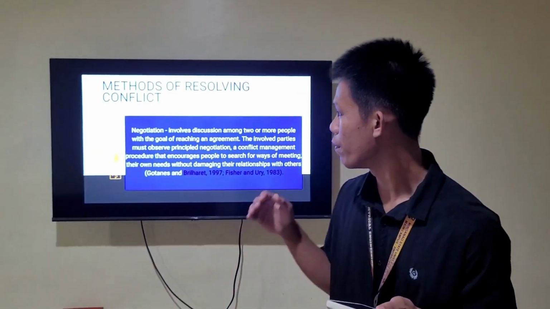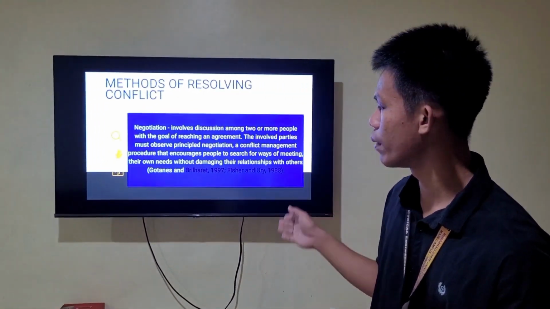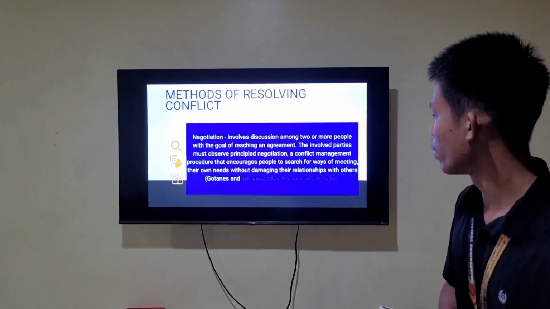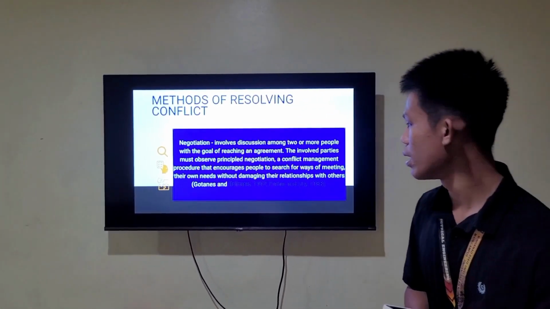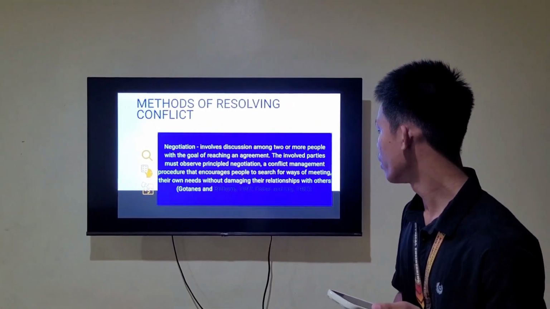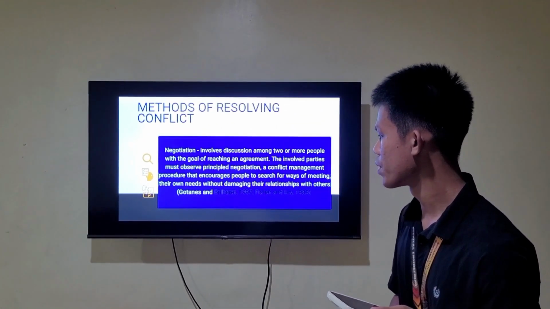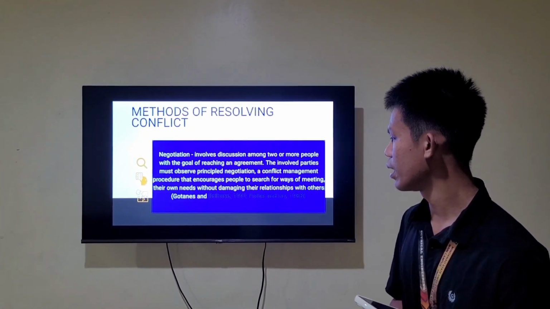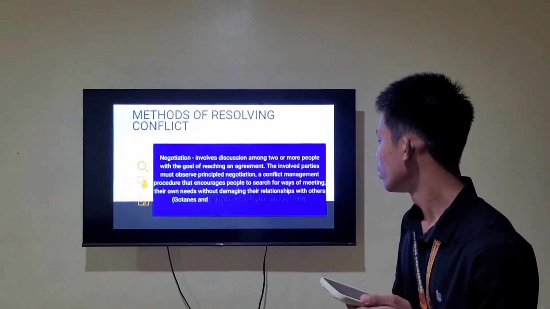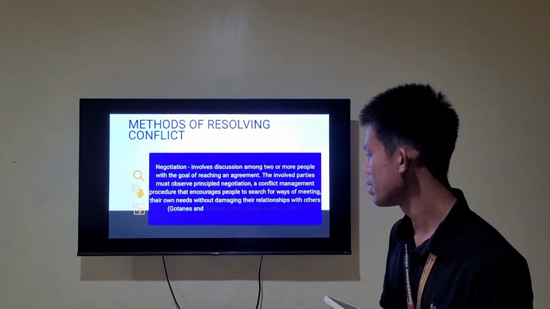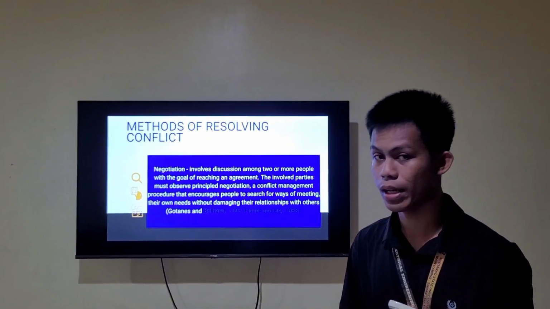So, next we have here methods of resolving conflict. And the first one is negotiation. Negotiation involves discussion among two or more people with the goal of reaching an agreement. The involved parties must observe principled negotiation, a conflict management procedure that encourages people to search for ways of meeting their own needs without damaging their relationship with others.